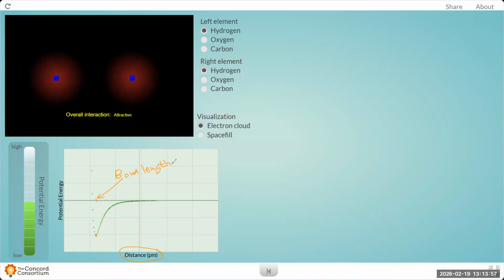This is easy now because we know potential energy is a measure of the strength of attractive interactions. The stronger the attractive interactions, the lower the potential energy, right? So that means the y-axis value at the minimum, this point, tells us about the bond strength. This is the measure of bond strength.